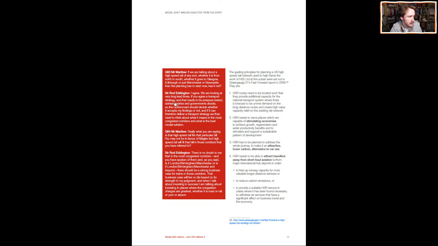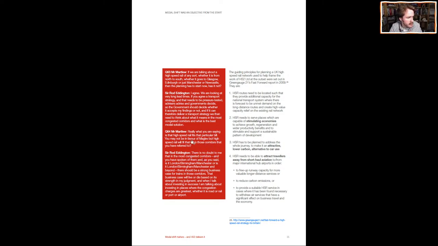Mr. Eddington is saying, looking at very long lead times, if you agree a transport strategy and that needs to be pressure tested, advisors advise and governments decide. So the government should decide whether it accepts my findings or not, and if it can therefore deliver a transport strategy, then we need to think about what it means in the most congested corridor. By the way, we're going to look through the Eddington report, which is good on rail matters. It's well worth digging through it, I think.